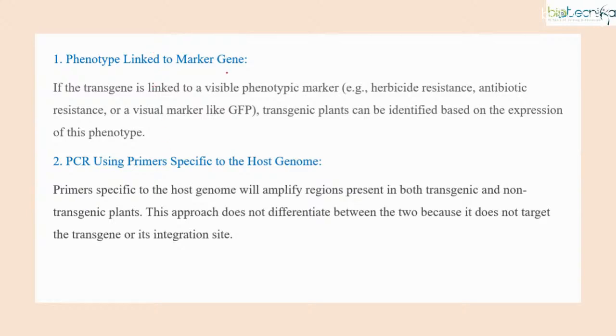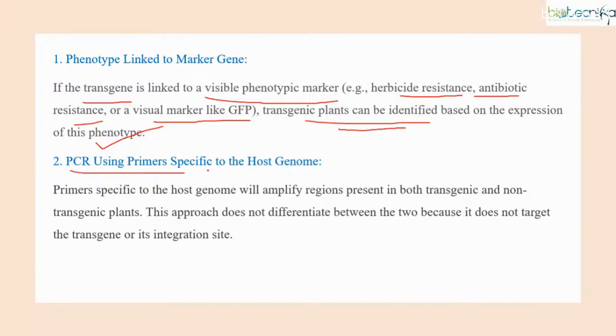Phenotype linked to marker genes. If the transgene is linked to a visible phenotypic marker, for example, a herbicide resistance gene or an antibiotic resistance gene, or maybe some reporter genes like GFP, then transgenic plants can be easily identified based upon the expression of their phenotype.